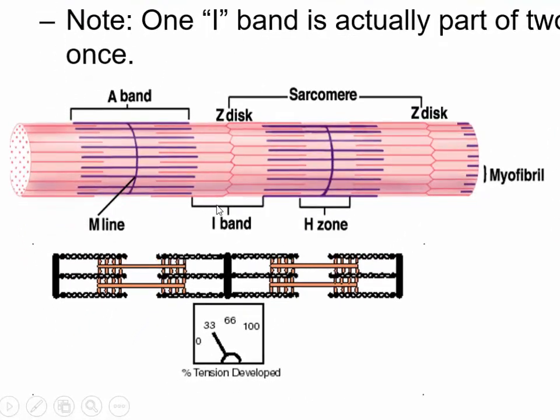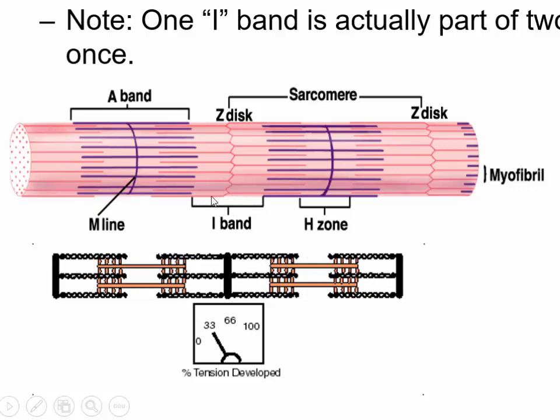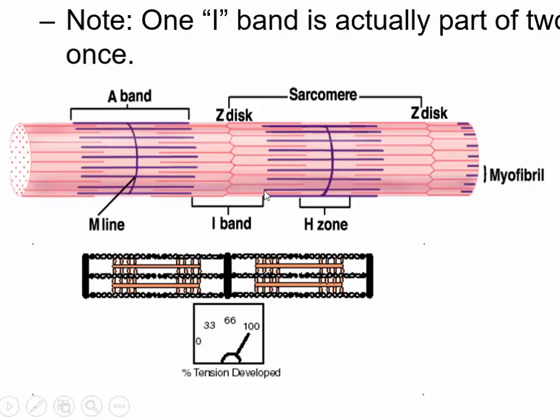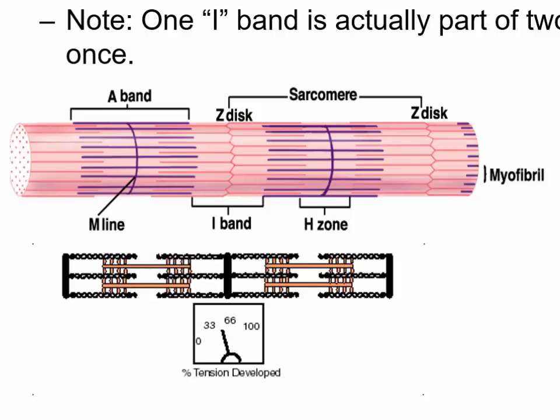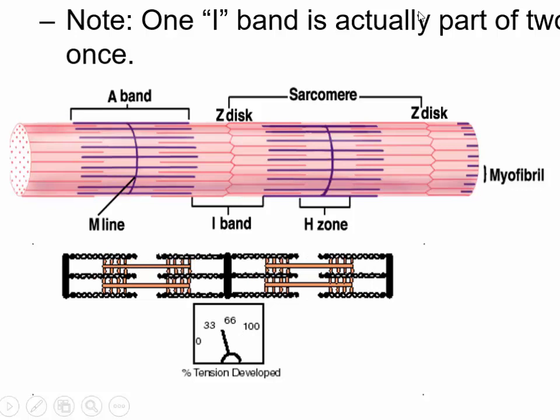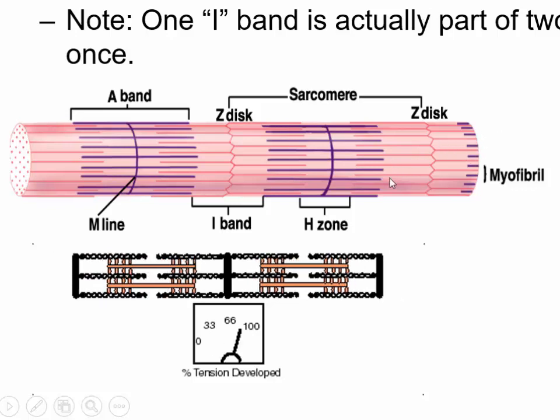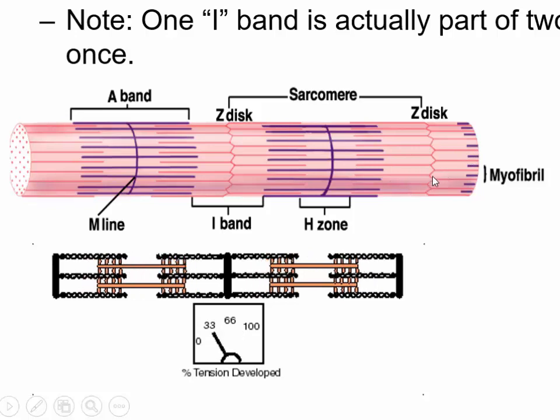So here's the I band. No thick filaments are in the I band. In fact, the length of an I band is from one side of the Z disc, where the thick filament is, to the other side of the Z disc, to where the thick filament starts. The reason why they refer to it as I is because it looks light underneath a light microscope. It is isotropic. These areas right in through here is the I band, and actually part of two sarcomeres.